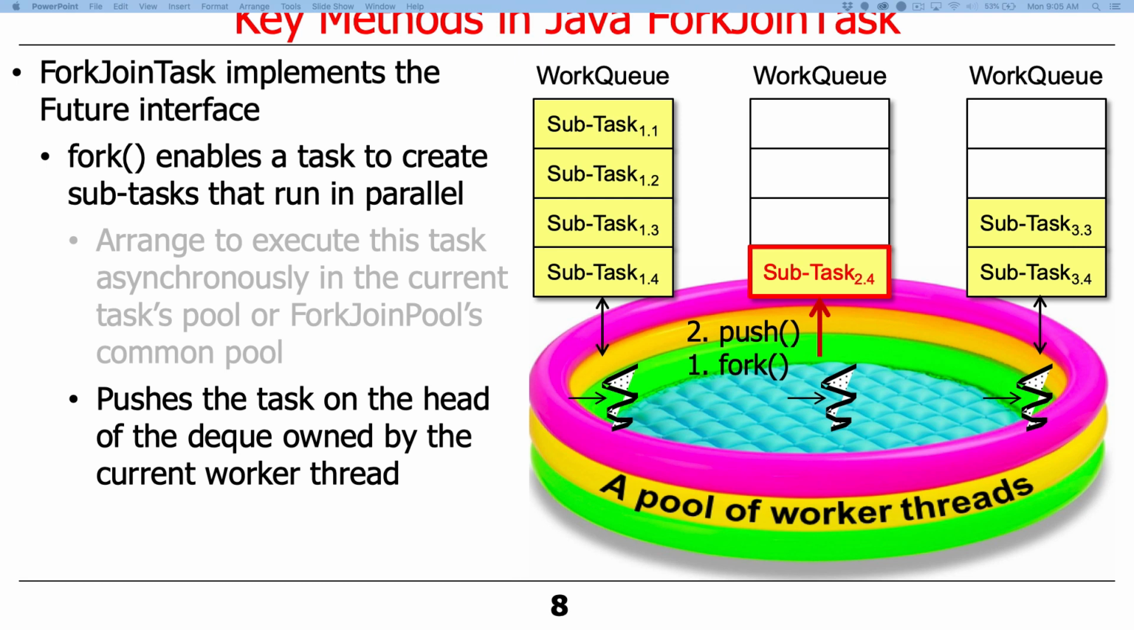And so if that particular task forks, at that point it's now in the context of a worker thread running in the ForkJoin pool itself. And so what that'll do is, under the hood, magically push that task onto the work queue, or the deque, of that worker thread. Now, whether it stays there to process or not is another story, but we'll come back to that in just a second. So that's what happens when you fork. Fork arranges to execute the task asynchronously in the current task's pool or the ForkJoin pool's common pool. So fork is pushing something onto the deque of the calling thread.